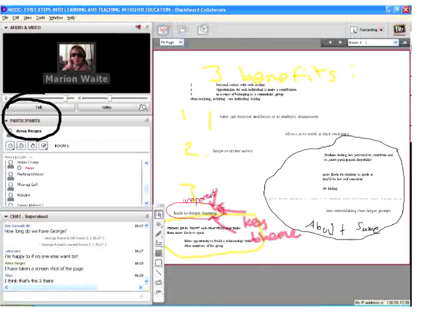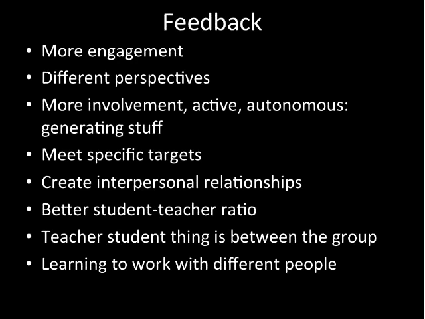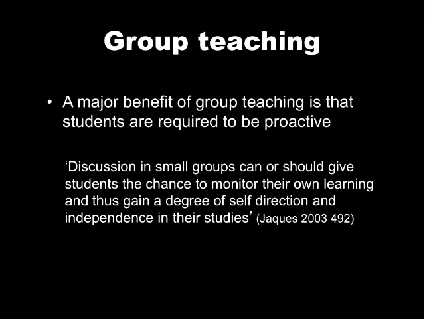I'm going to, with permission, move on for a second because I think we don't want to belabor this too much. There are a number of advantages of working in groups, including many of the things identified in the small group discussion. Different perspectives come out, more involvement, opportunities for more people to get involved. If we brought this down to five or six groups with three, four or five people in them, you might have had less opportunity to hide. A major benefit of group teaching is that students are required to be proactive. As David Jaques says, it should give students a chance to monitor their own work.